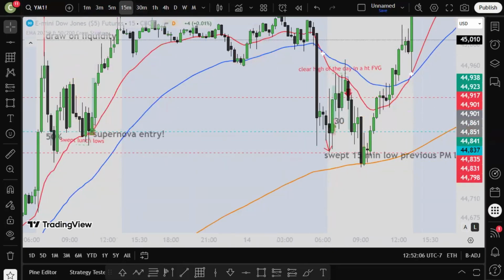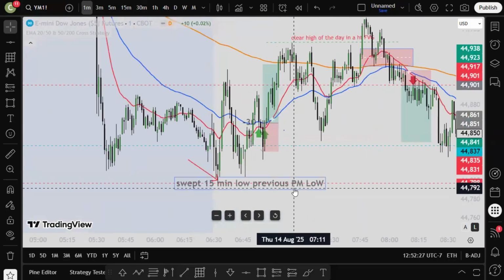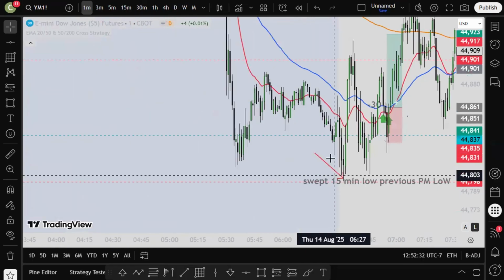Go back to Thursday's trade. One rule before we get started with anything: was there a sweep of liquidity? Yes or no? What was our bias? Are we trading in the high time frame fair value gap? All that stuff.